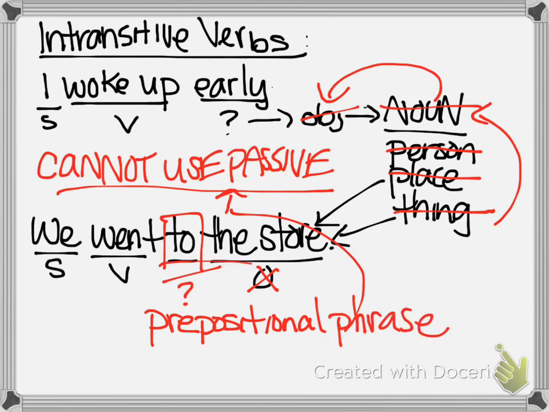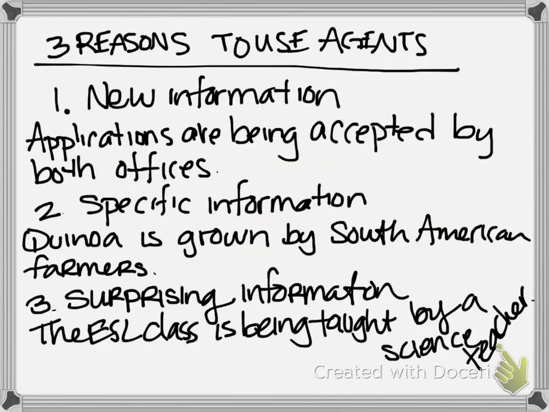Okay, and when we have this prepositional phrase, we cannot use the passive. So we're done. Again, with step one, we just stop. We instantly realize that there's no object and we have to stop the process.